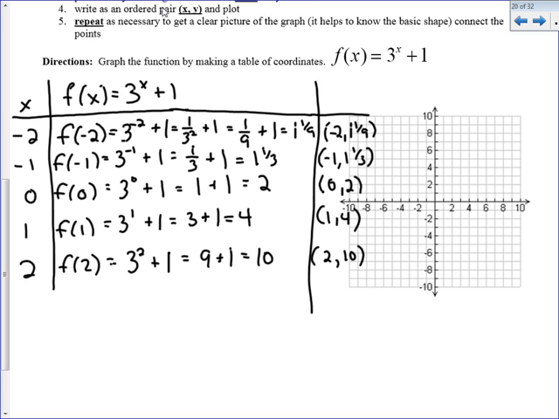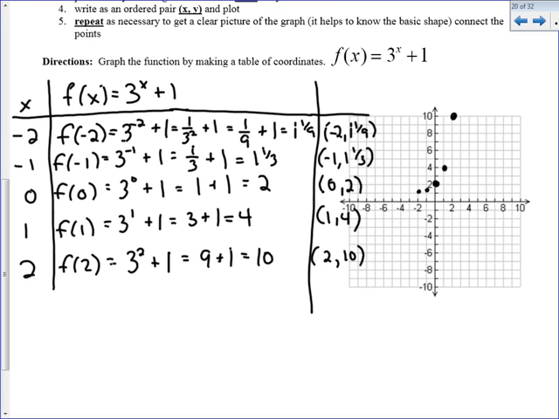So -2, 1 and 1/9, a little bit above 1. So -2 and then just a little bit above 1. And then -1, 1 and 1/3, so 1 and 1/3 is a little bit higher than that. It can be hard to show on your graph, but try to get that next point maybe just a little bit higher. I can't really show a whole lot of difference with the fat pen. And then we get into our integers. They're easier to graph. So 0, 2, over 0, up 2. And then 1, 4, over 1, up 4. And then over 2, up 10.